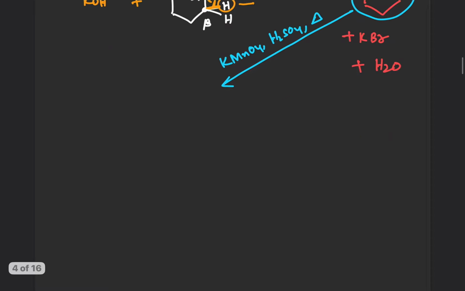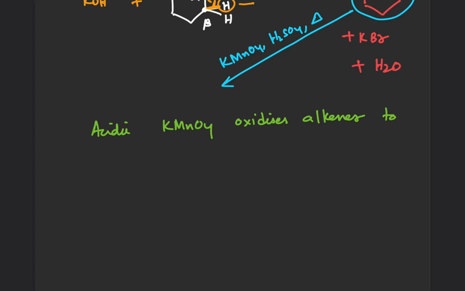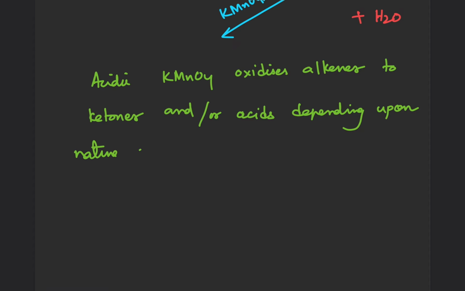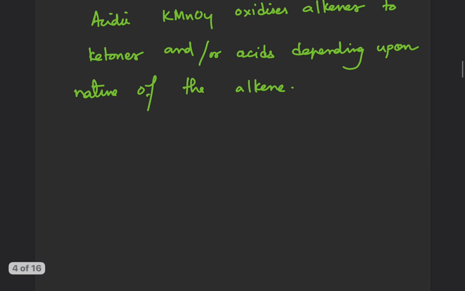Okay, so I'll write that statement. Acidic KMnO4 oxidizes alkenes to ketones and/or acids depending upon the nature of the alkene. Okay, so in our case, I will draw the cyclohexene again.